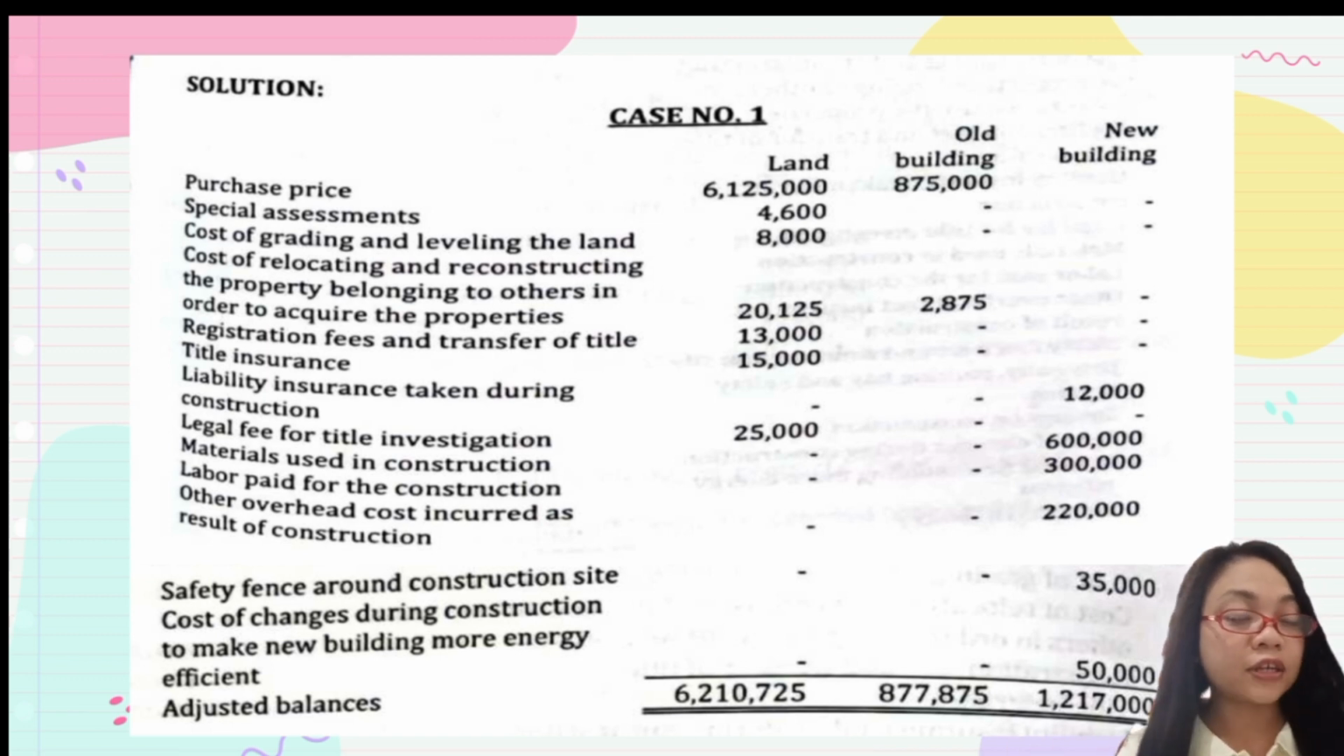Then, you also have registration fees and transfer of title, 13,000, and title insurance, 15,000. These are, again, directly attributable to land alone.